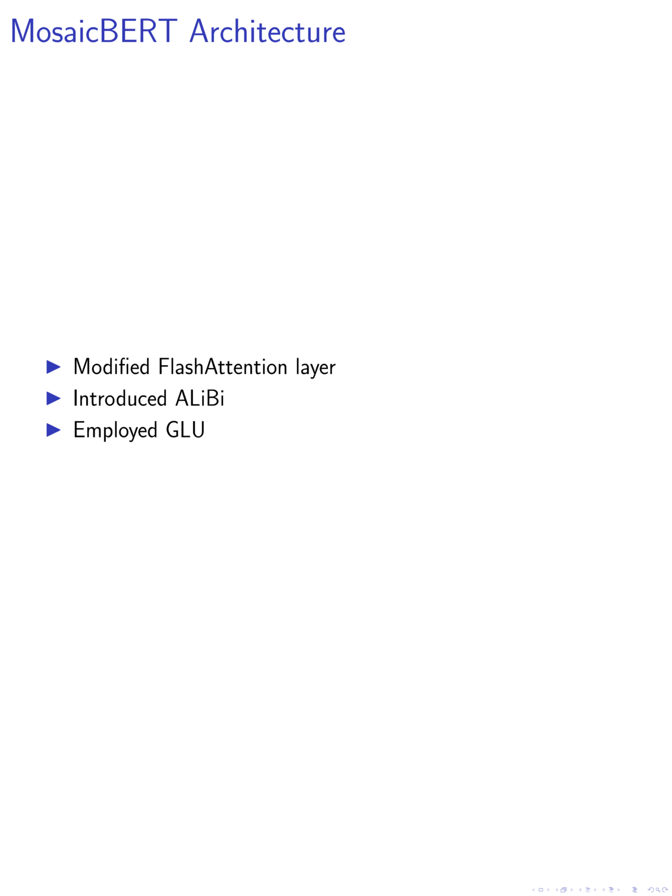We then proceed to modify the architecture of MosaicBERT for faster pre-training. We adjust the flash attention layer to decrease the number of read-write operations between memory. We also introduce attention with linear biases, ALiBi, to encode position information directly through the attention operation. Additionally, we employ gated linear units, GLU, for the feed-forward sublayer of the transformer.